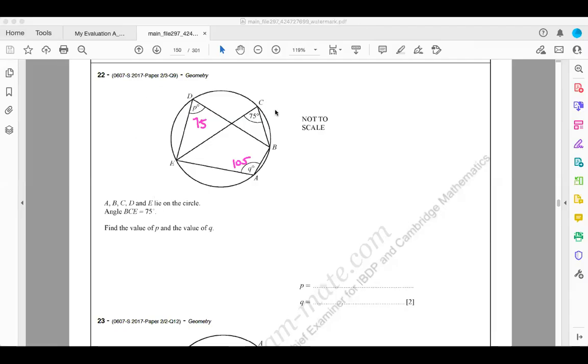Here in this question, we have been asked to calculate the values of P and Q, with the given angle being 75. Obviously angle ADB and angle ACB are on the same segment, which is here. So this angle is 75 on the same segment. And then angle EAB we have to find, which is Q. These two angles are opposite angles of a cyclic quadrilateral. So Q plus 75 equals 180. That gives us Q is basically 105. So that's the answer for this particular question.